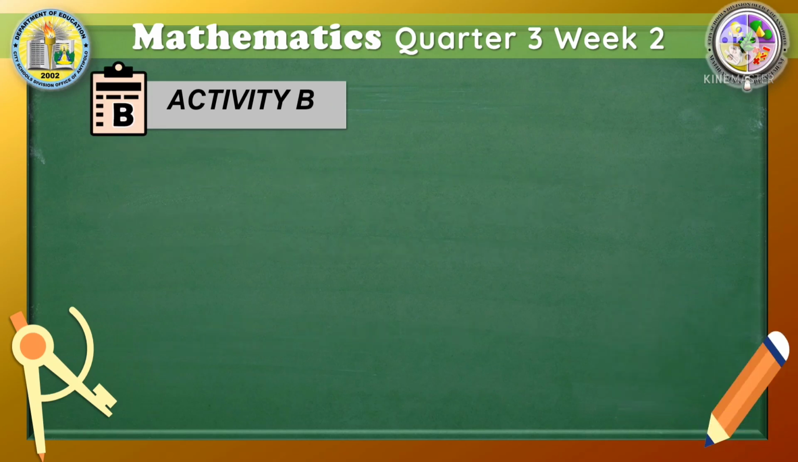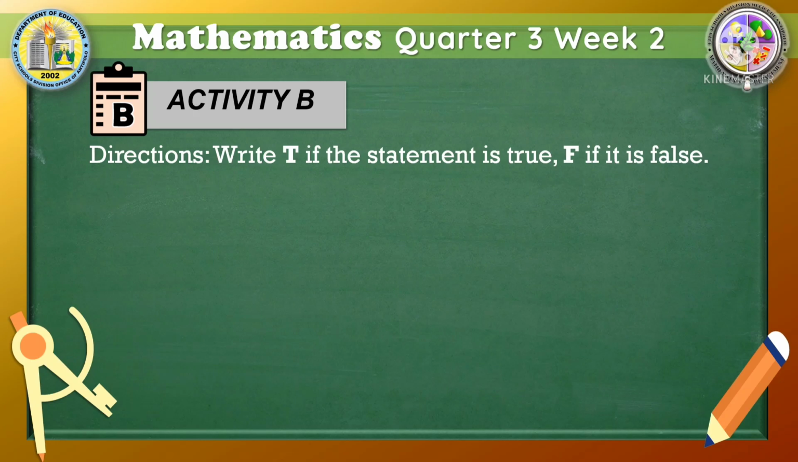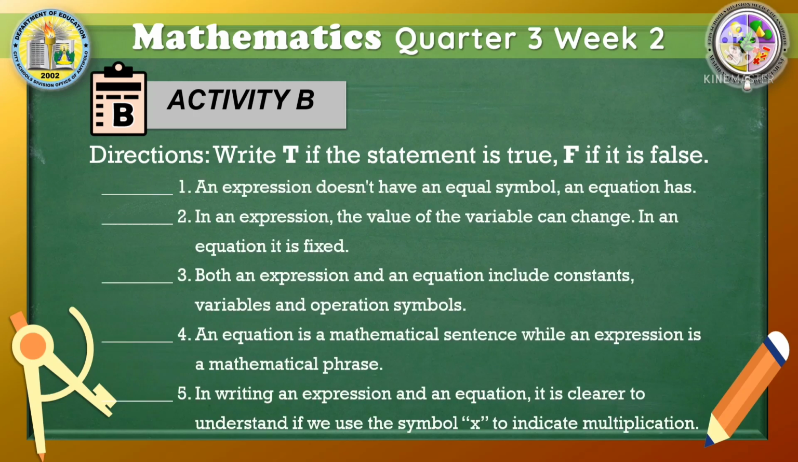I hope the lesson gets clear to you by now because at this point, you will answer Activity B, wherein you are going to read each statement and tell if it is true or false. Directions: write T if the statement is true, F if it is false. Here are the 5 given statements. Again, I will answer the first item for you to be guided.